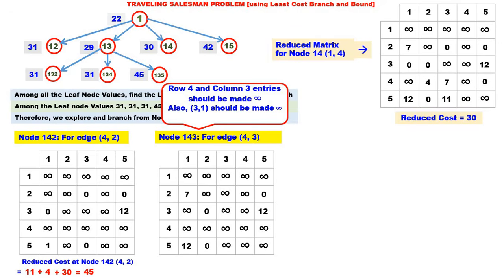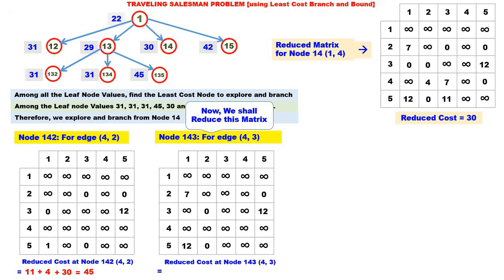Very good. Now we have to do the row reduction and column reduction. First row, all the elements are infinity, nothing doing. Second row, the minimum element is 0, no change. Third row, the minimum element is 0, no change. Fourth row, all the elements are infinity, nothing doing. Fifth row, minimum element is 0, no change. So row reduction is over.